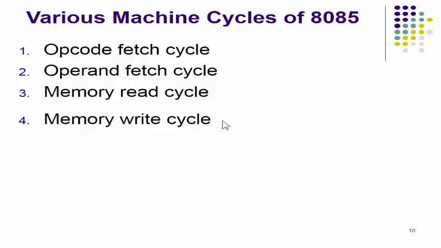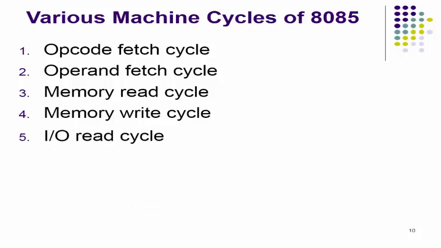If the processor wants to store data from the accumulator to memory, for example STA C100, listen again, STA C100. STA means store the accumulator content directly in the memory location C100. That is a data writing process, a memory writing operation. So here 8085 requires a memory write machine cycle.